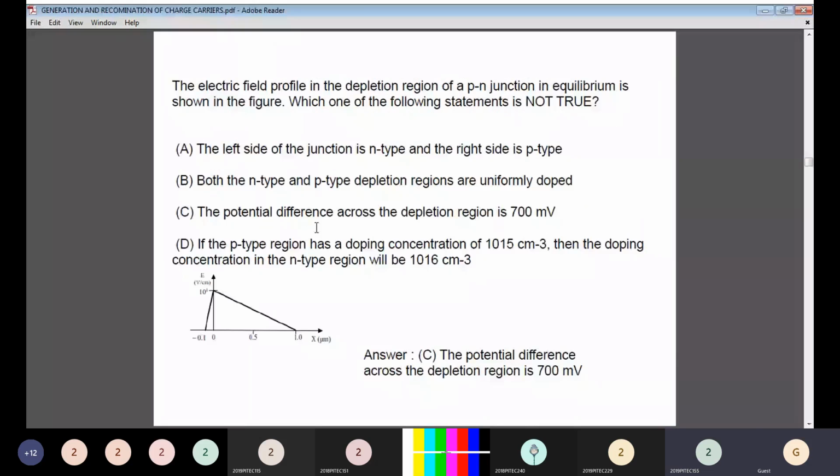Next. The electric field profile in the depletion region of a PN junction in equilibrium is shown in the figure. Which one of the following statements is not true?